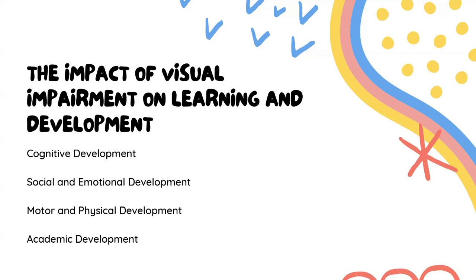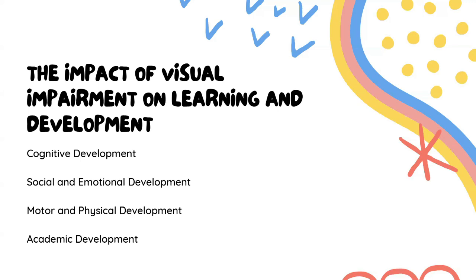Visual impairment affects multiple aspects of a person's development, including cognitive development, social and emotional development, motor and physical development, and academic development. For cognitive development, learning often relies on sight, making concept development slower. So, a child with visual impairment may need hands on experiences to understand concepts like big and small.